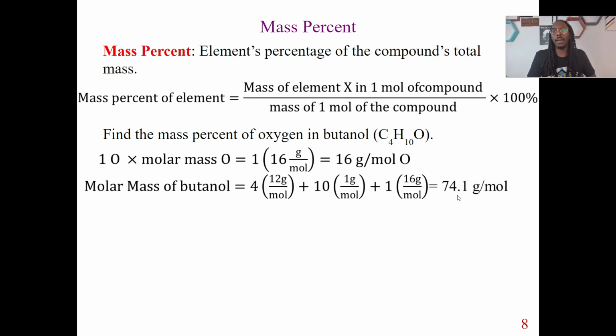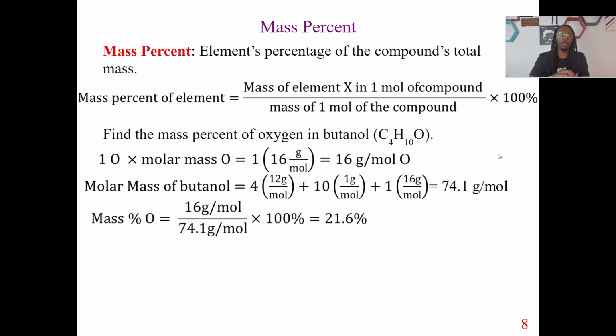So the molar mass of butanol, once I add up all my carbons, all my hydrogens, and all my oxygens, is 74.1 grams per mole. That's the molar mass. Now, are we done? No, we're not done, because the question is asking for, well, what's the mass percent of oxygen in butanol, right? Have I figured that out? Not at all. Let's figure it out.